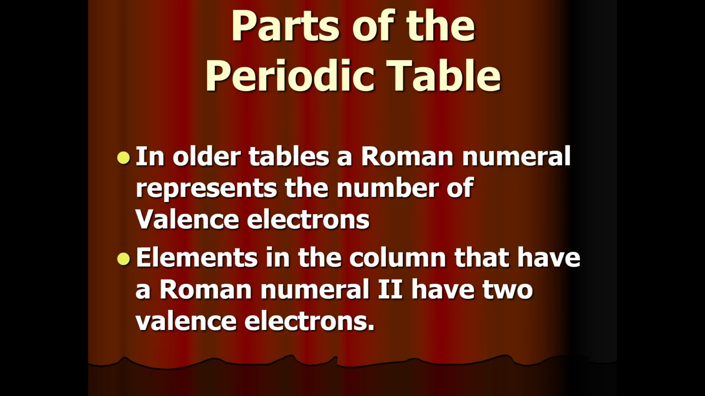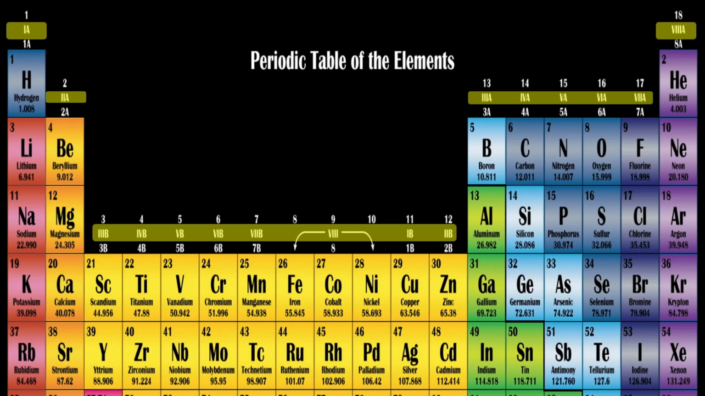for each element. In older periodic tables, a Roman numeral at the top of the chart represents the number of valence electrons. For example, elements in the column that have a Roman numeral 2 have 2 valence electrons. In this periodic table, we have highlighted the Roman numerals. You will also notice that each Roman numeral has either an A or a B after it.